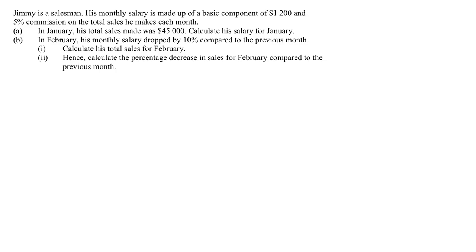And so for part A, I would need to find the 5% commission for January. Commission for January would then be equal to 5%, 5 over 100, times the sales he has made in January, which is $45,000.